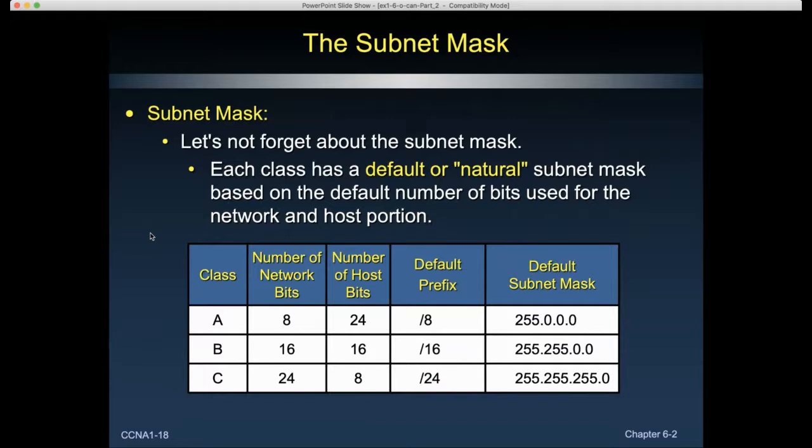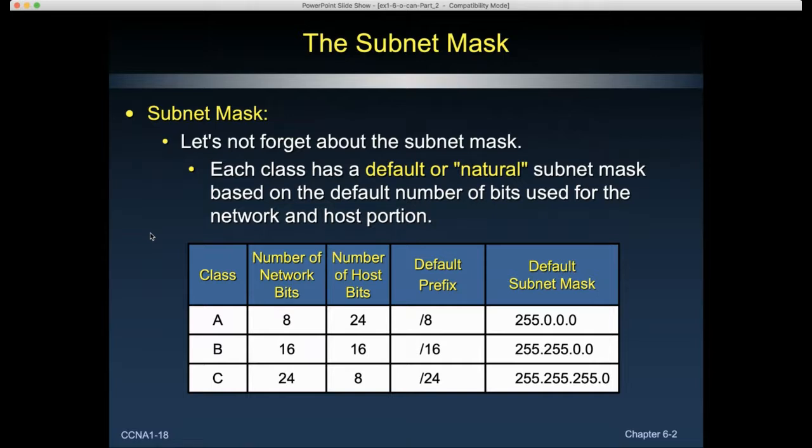Okay, the subnet mask. Each class has a sort of default subnet mask. With a Class A network, there are 8 network bits. So there aren't that many Class A networks, only 250 or so. But each one of these networks is very, very large. So the default subnet mask, the /8, means 255.0.0.0.